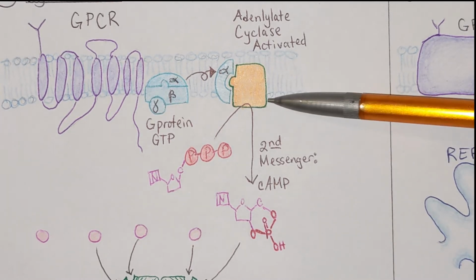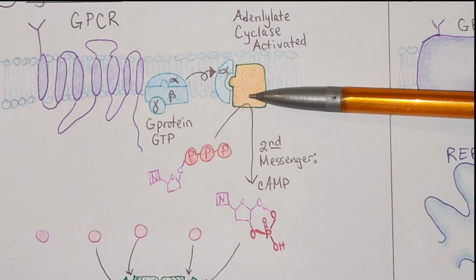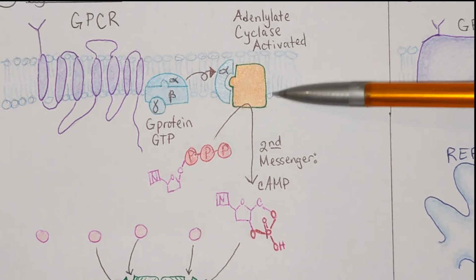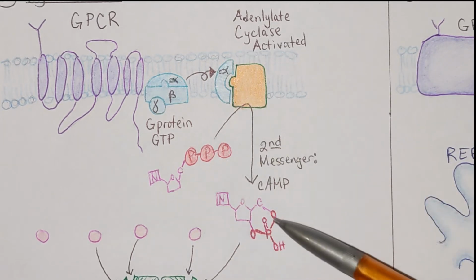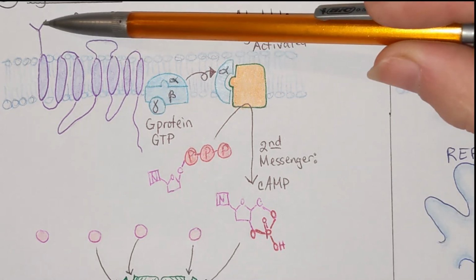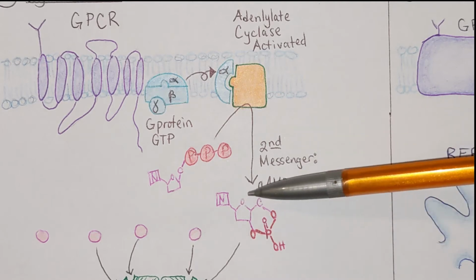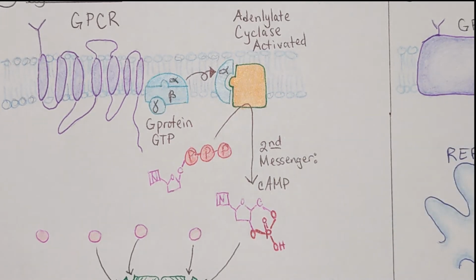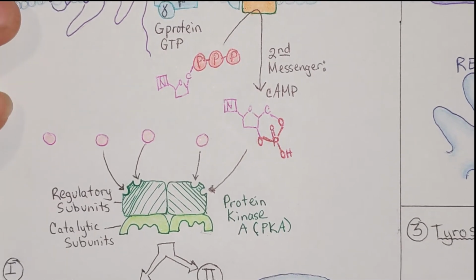And so as long as the alpha subunit of the G protein is bound to the adenylate cyclase, this enzyme is going to continually convert ATP into cyclic AMP. So one molecule here, one hormone, is going to produce lots of cyclic AMP, lots of these second messengers. And so what exactly happens once we have these messengers?